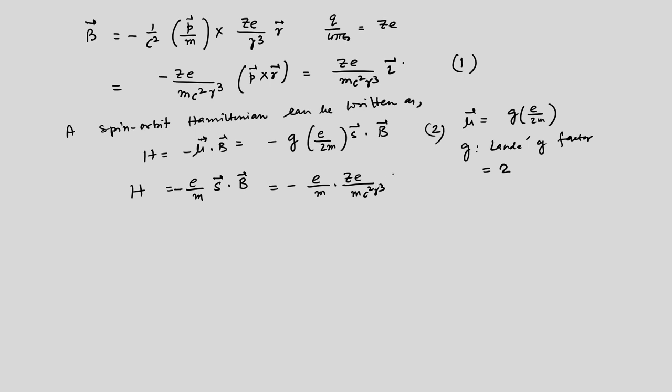R cube, and then there is an L dot S. Okay. And this is equal to, there is a minus sign which I have missed here, so this minus becomes plus. So, this becomes equal to Z e square divided by m square c square R cube and an L dot S. So, this is called the spin orbit coupling Hamiltonian.